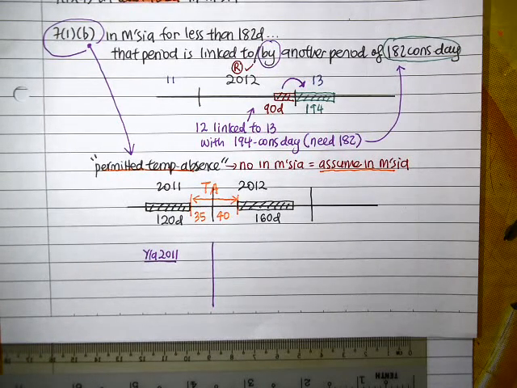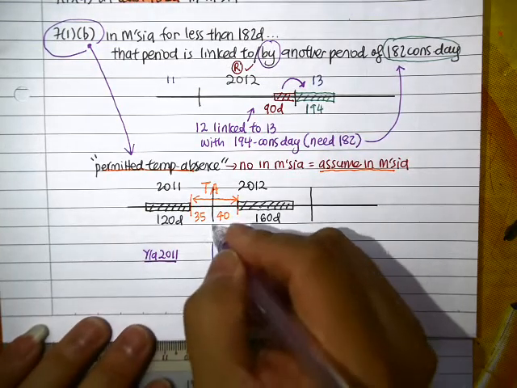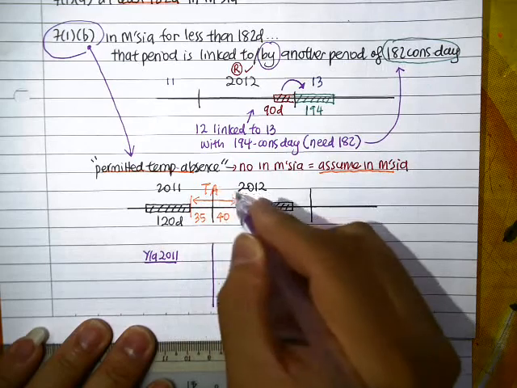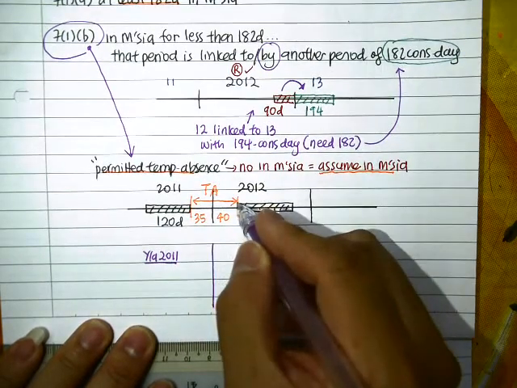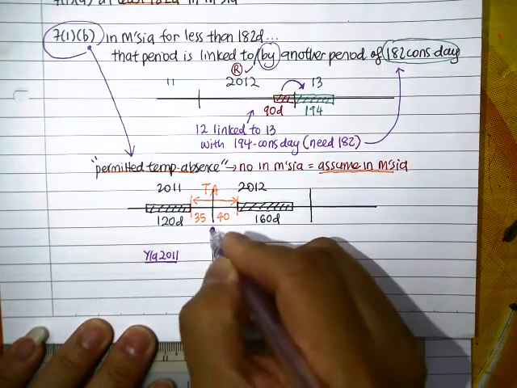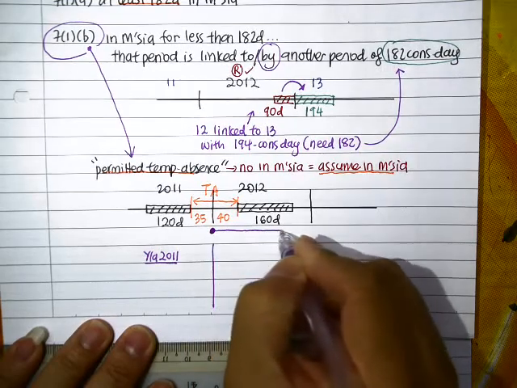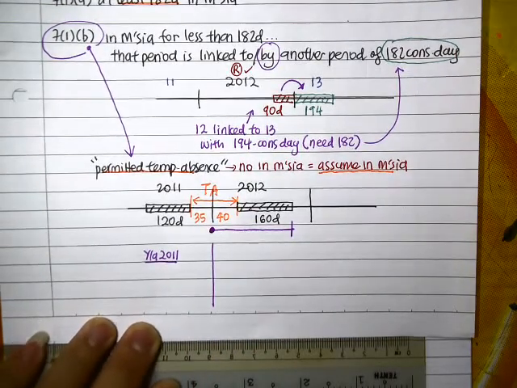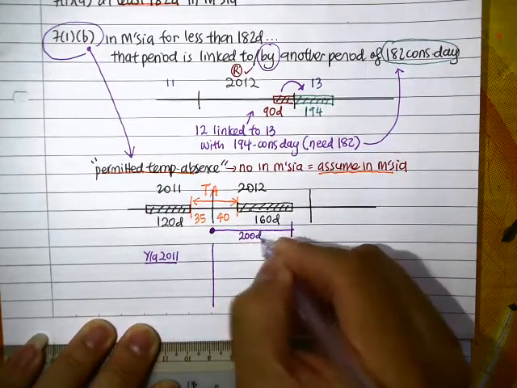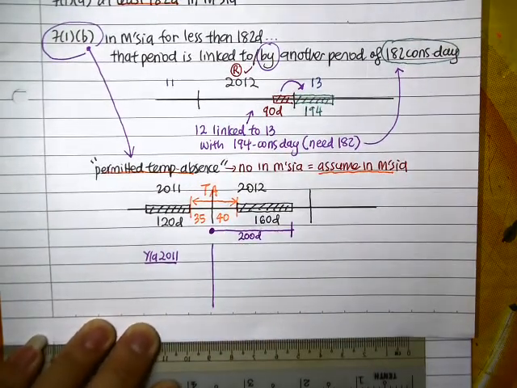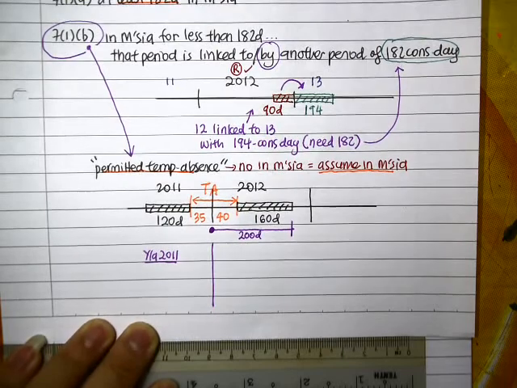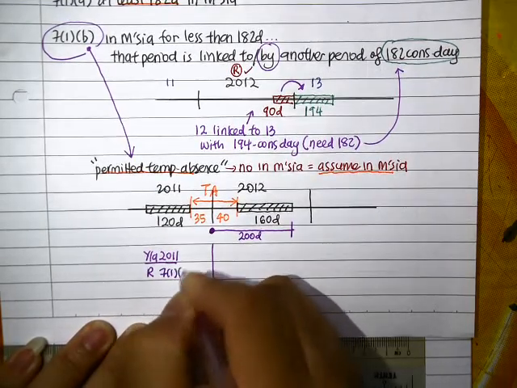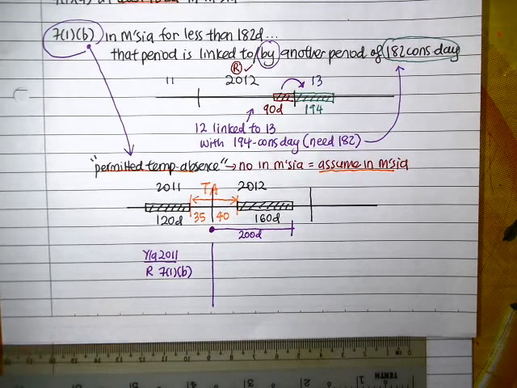How do you count? You always count from the cutoff point. So if you want to use 2012 to borrow from 2012, then you must start counting from here all the way to the front. How many days do you have? 200. How many days do you need? 182. So in that case, 2011, you become resident because of 7(1)(b).